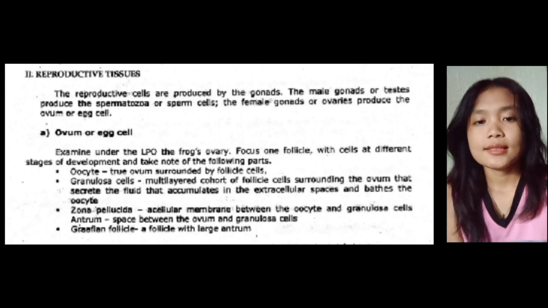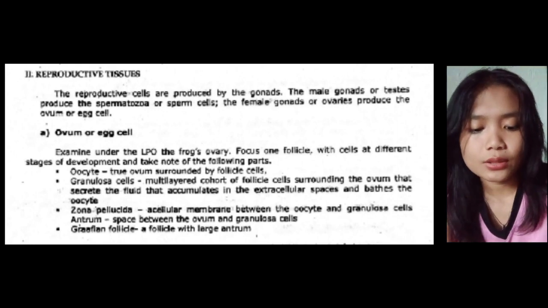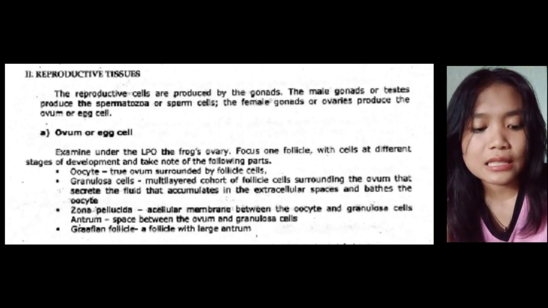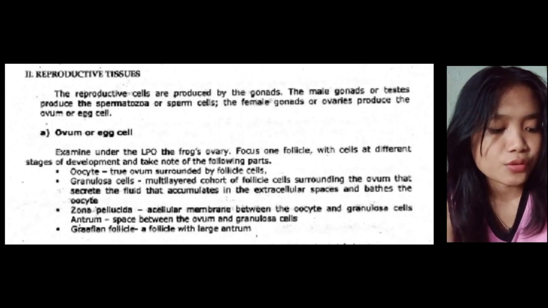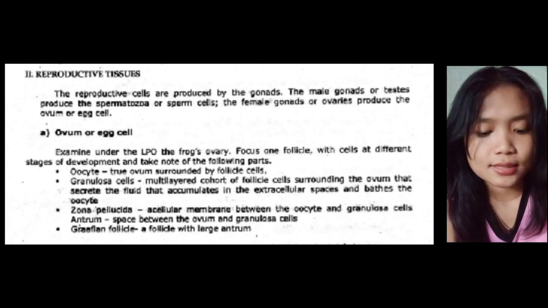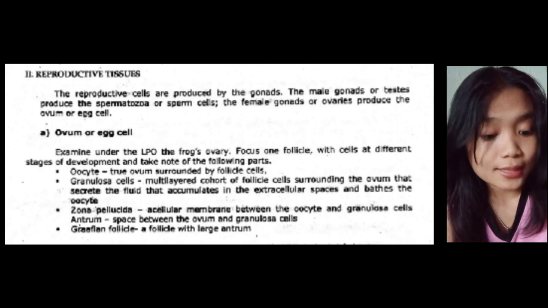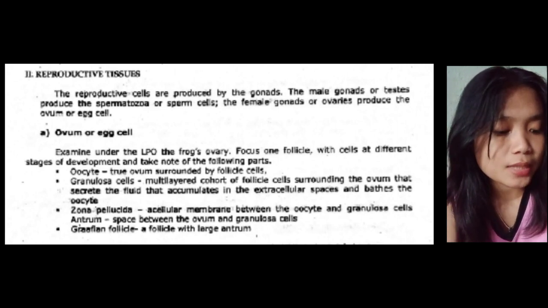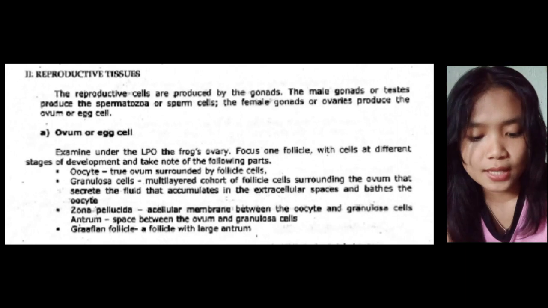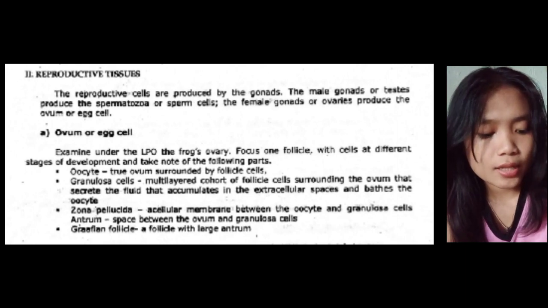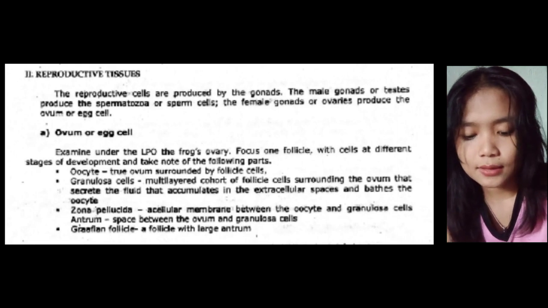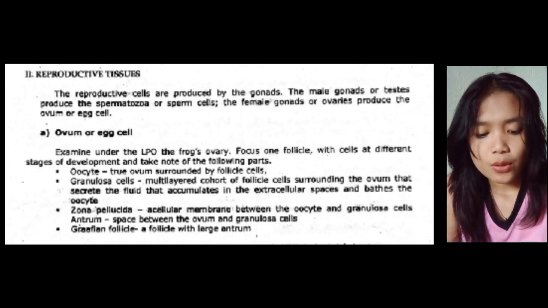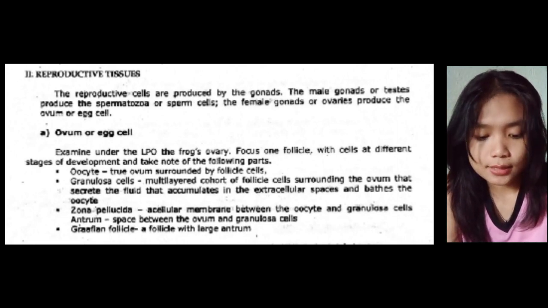So let's continue to number 2, and that is the reproductive tissues. The reproductive cells are produced by the gonads. The male gonads or testes produce the spermatozoa or sperm cells. The female gonads or ovaries produce the ovum or egg cells. So letter A, we have ovum or egg cells.